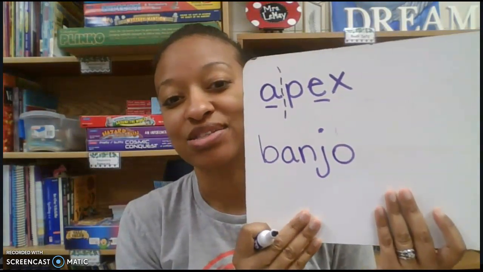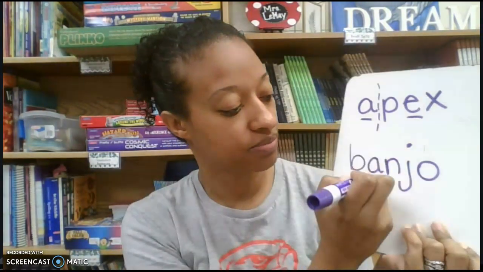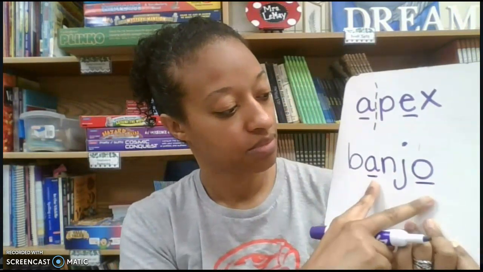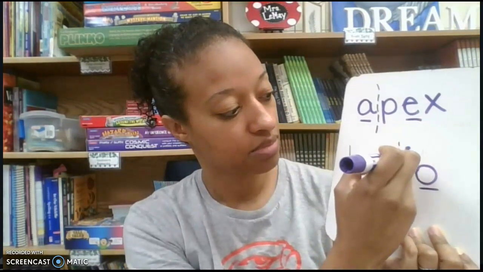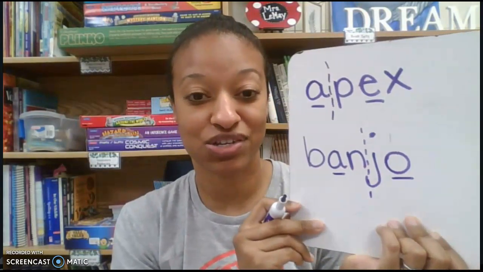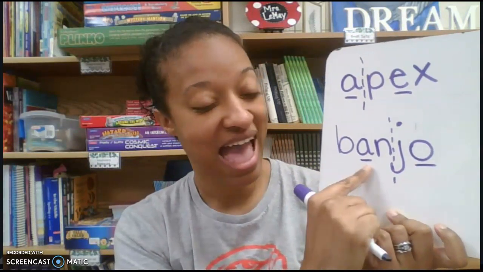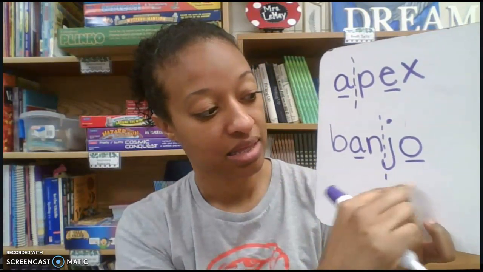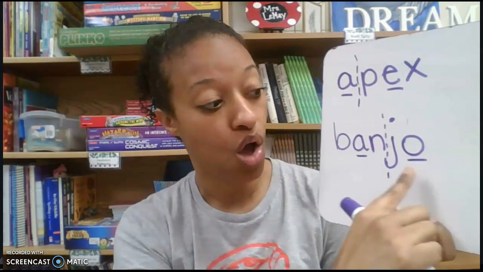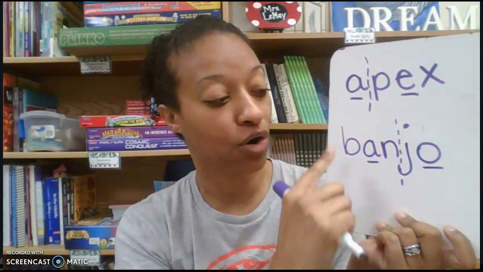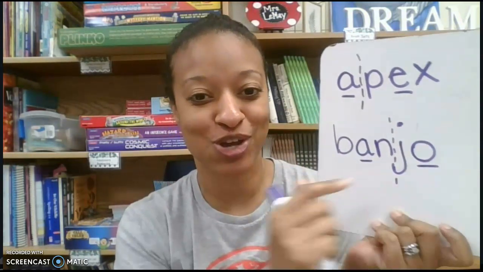B-A-N-J-O. Make sure your word is spelled correctly. Let's go ahead and mark our vowels and divide our word. Go for it. This one was a little easier to divide. Okay, let's look at our first syllable. It is closed, ban. This one is open, jo. Whole word, banjo. Okay, last one.